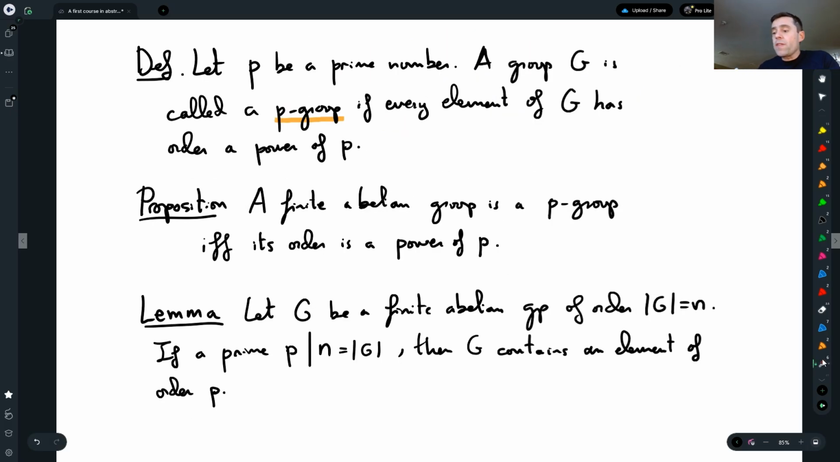First, a reminder that in the previous video, we defined P group. So if P is a fixed prime number, we say that a group G is a P group if every element has order a power of that one prime P. And we proved that, in fact, a finite abelian group is a P group if and only if the order of the group is a power of P. And we also proved something important, which is a special case of Cauchy's theorem: if you have a finite abelian group of order n, and a prime P divides the order, then G contains an element of order P. So let's go ahead and define P primary components.